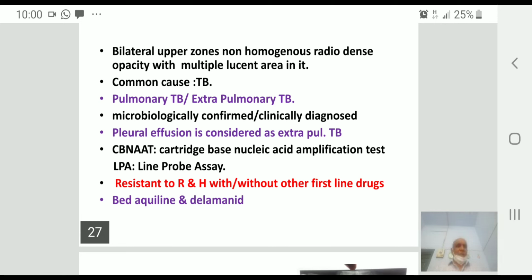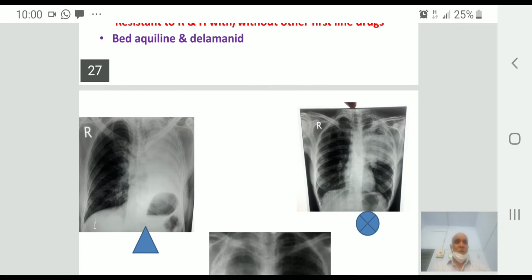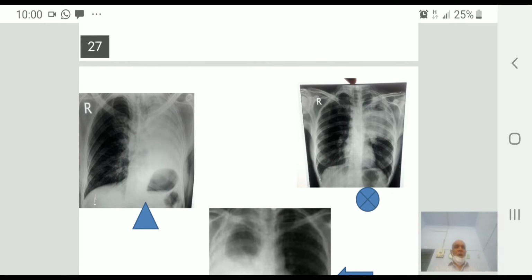The new medications in the MDR are bedaquiline and delamanid. Now, refreshing our knowledge.